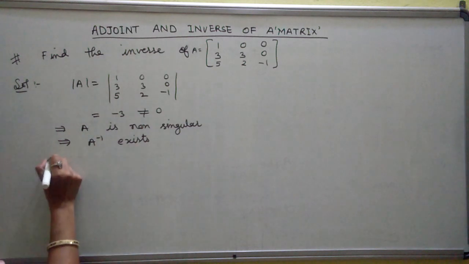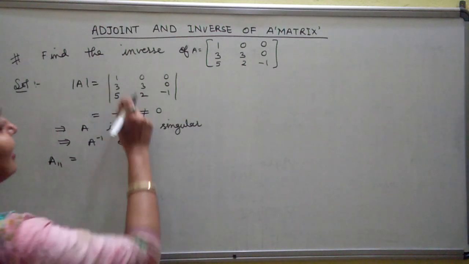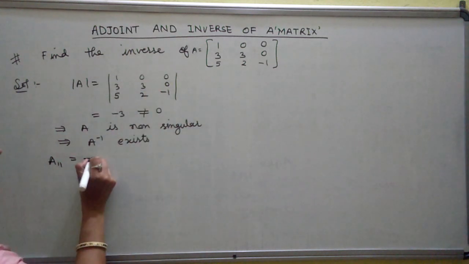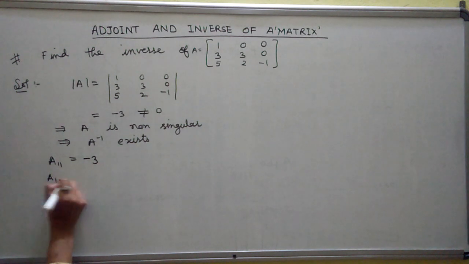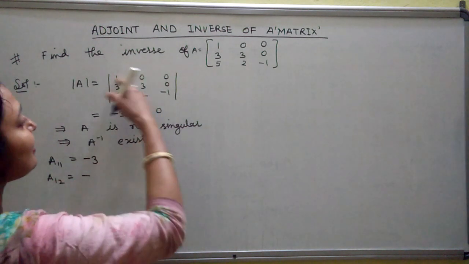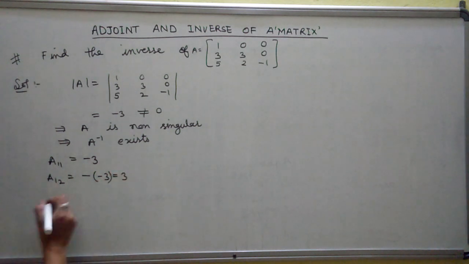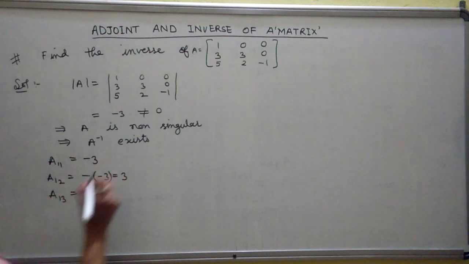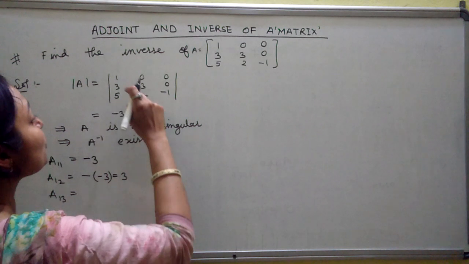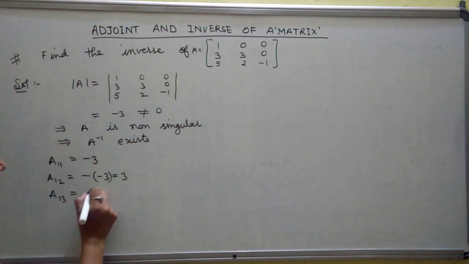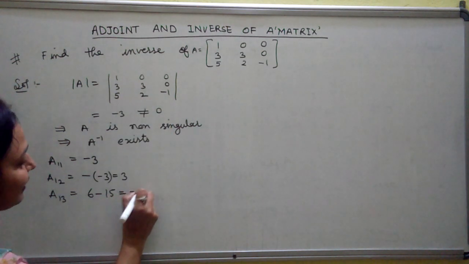Now come to the cofactors. A11: this and this will cancel, minus 3. A12: this has the negative sign, this and this will cancel, so minus 3, or minus 3 with the sign giving 3. A13: 3 twos are 6, minus 15, 6 minus 15, that is minus 9.